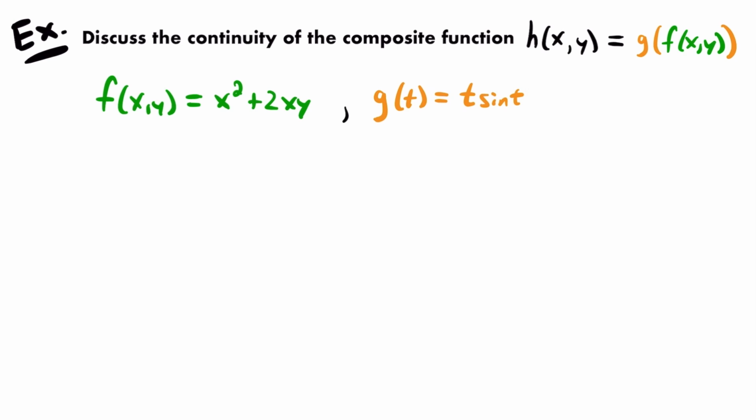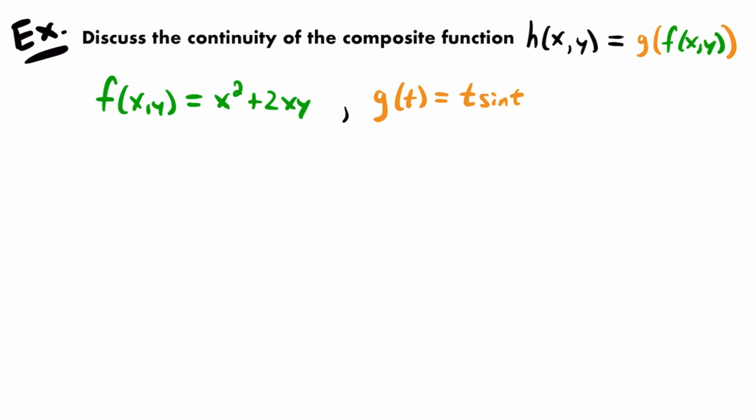What I mean by that is if you take a look at these two functions we have here, both of them are continuous, right? F of xy is a polynomial function, so that will be continuous everywhere. There are no discontinuities. And g of t is equal to t times sine t. T is a function that is continuous everywhere, and so is sine t. Both of those two functions are continuous everywhere, so multiplying them by each other to form g of t is also a continuous single variable function.